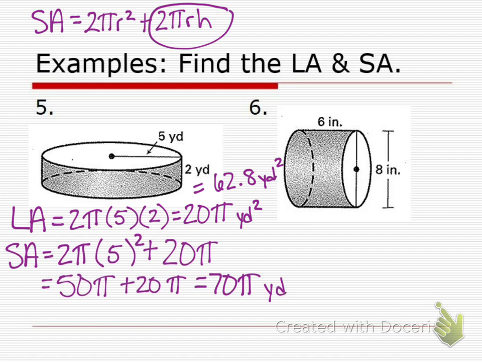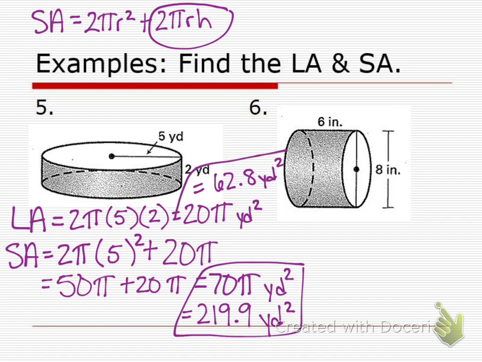So we could leave our surface area as 70 pi yards squared. You could multiply the 70 pi out. What would we get? 219.9 yards squared. Now, if it does not say find exact or approximate, I'm fine with either one. So there's our surface area options and our lateral area options. Exact is when you still have a pi. Approximate is when you multiply it out because you had to round it.